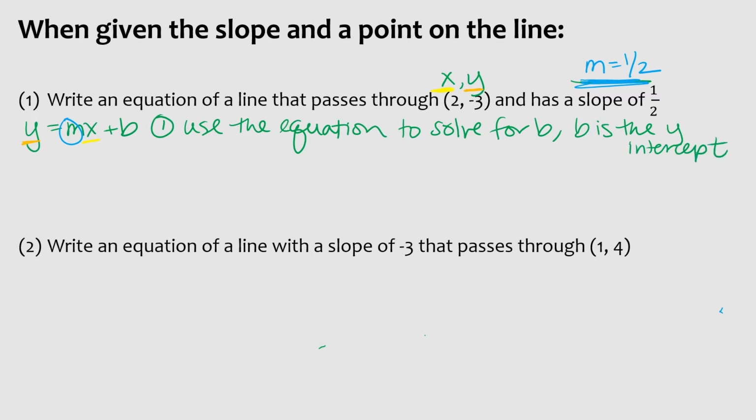Okay, so let's do this math. I'm going to plug all of these things into that equation. So -3 equals my slope, which is 1/2, times x, and x is 2, and I'm going to solve for b. So that would be -3 equals, well, 2 over 2 is 1, so that's 1 plus b. I'm going to subtract 1 from each side, and I end up with b equals -4. So b equals -4.